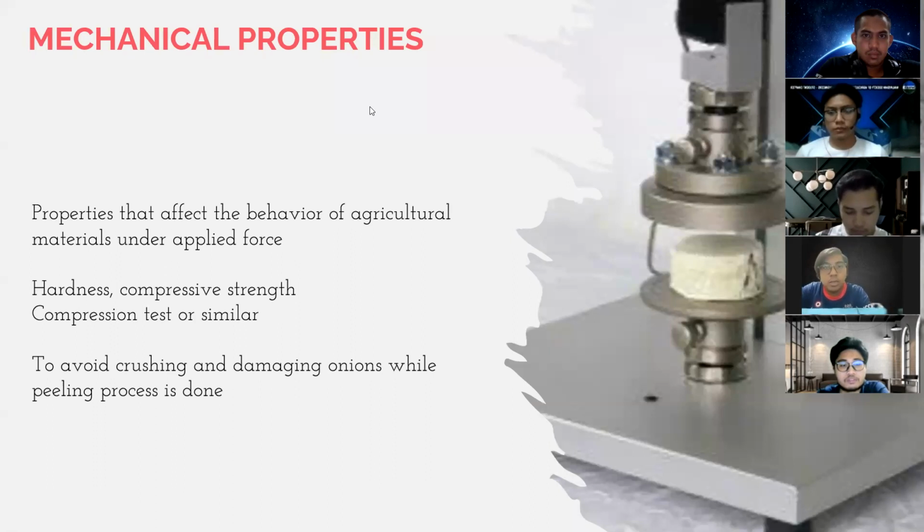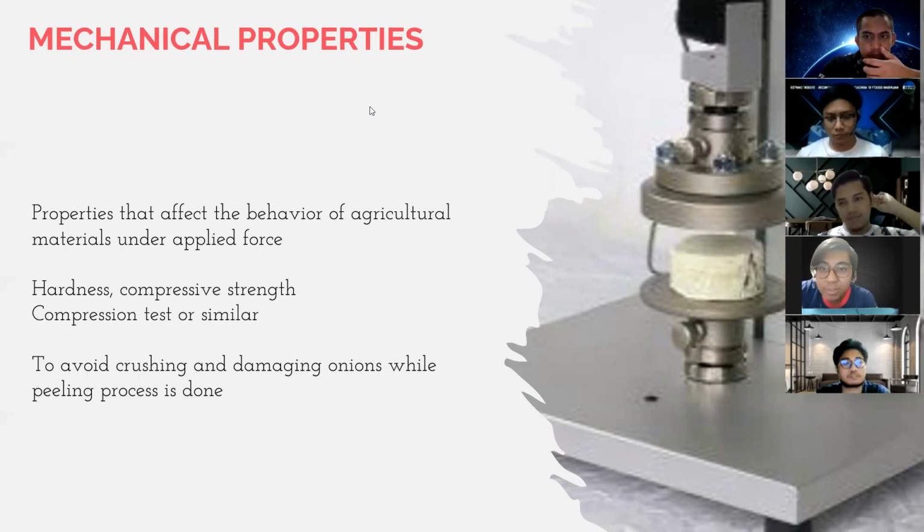So we continue with the mechanical properties. What are mechanical properties? Mechanical properties are the properties that affect the behavior of agricultural material under an applied force. For example, we check the hardness, compression strength, or compression test to test the mechanical properties. These mechanical properties help avoid crushing and damaging onions while the peeling process is done. So that's all from me, and I pass to the next presenter.